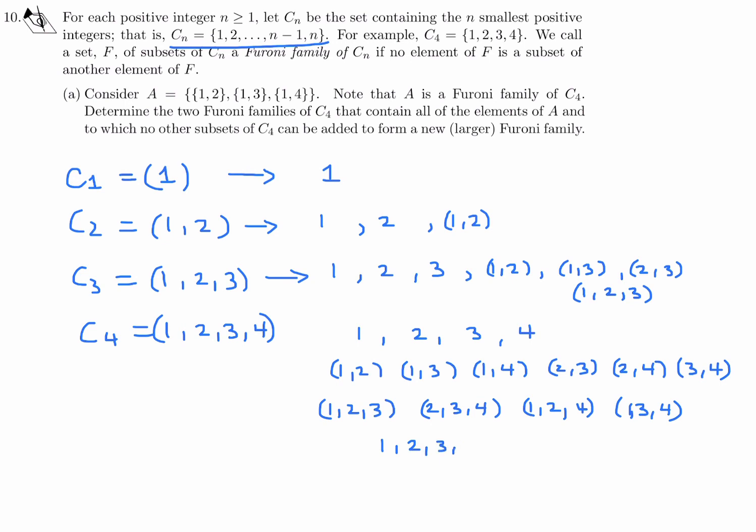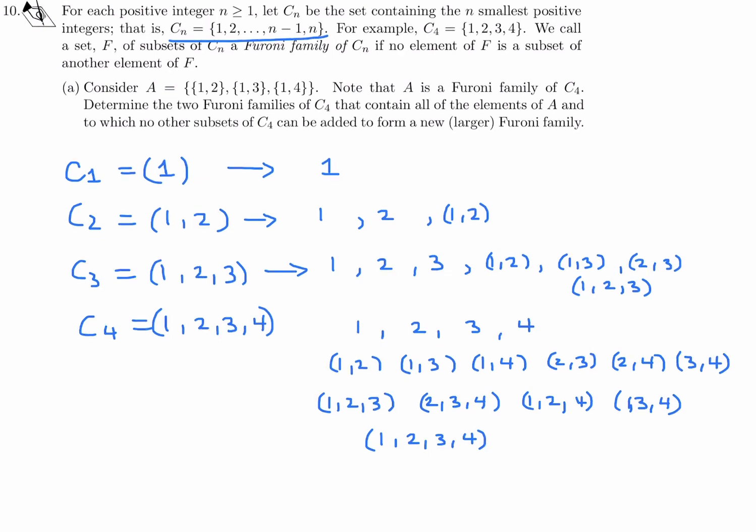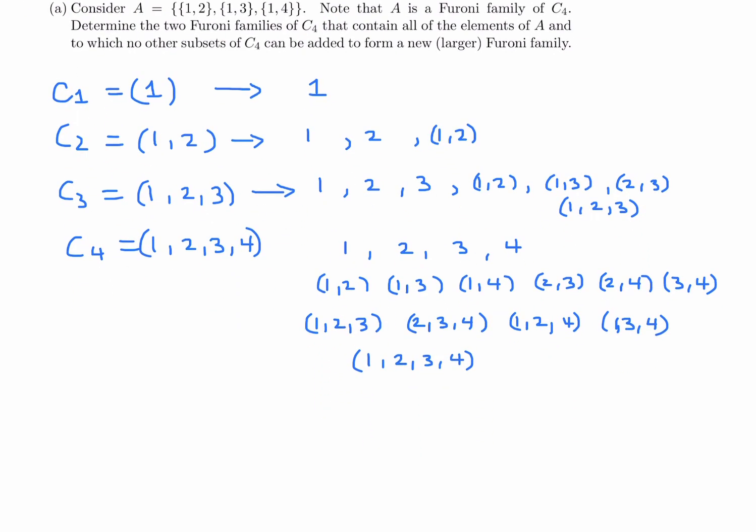But that's technically not a subset, right? Because that's the full set. But I'll just write it in there. What the heck? Okay, so now what do they want us to figure out? What they want you to figure out is the Faroni families. So they're saying that there are, how many? 2 Faroni families of C4. So we'll call it family 1 and family 2.